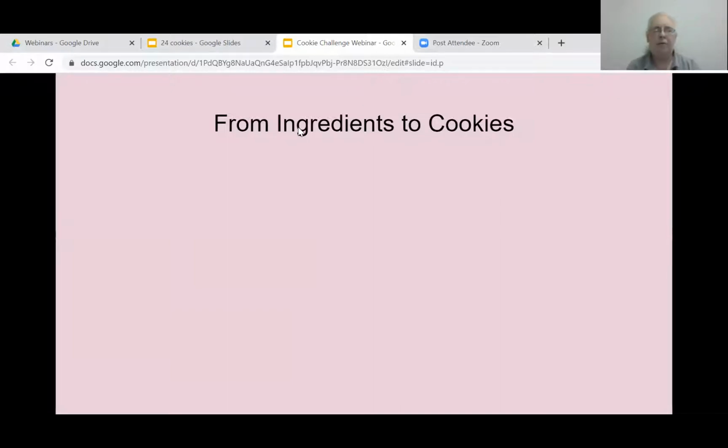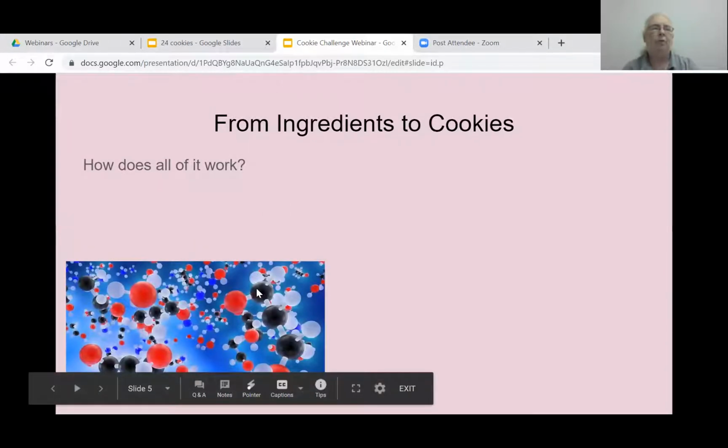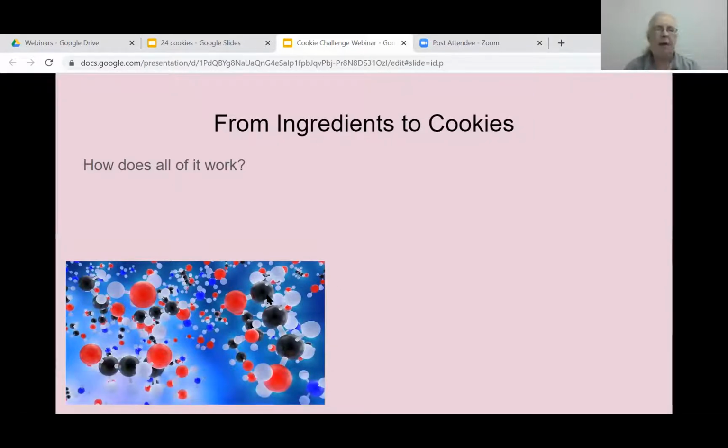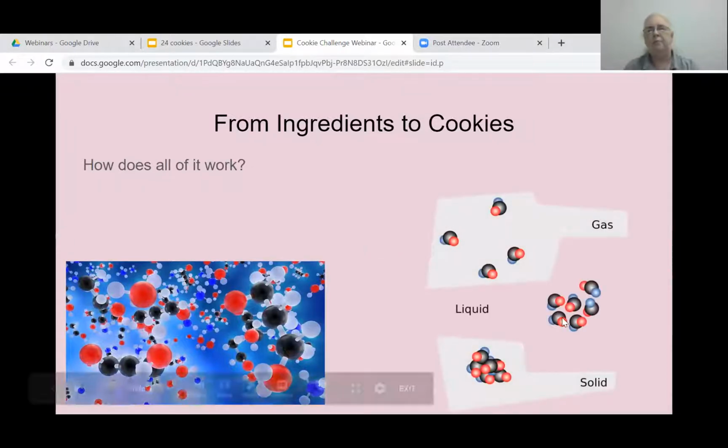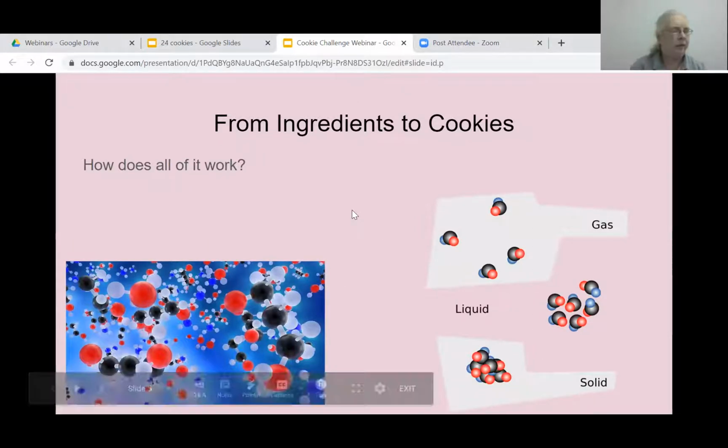Well, what we will do is take all the atoms from all the ingredients, atoms and molecules that make that up, and we are going to rearrange them and turn it into a cookie.